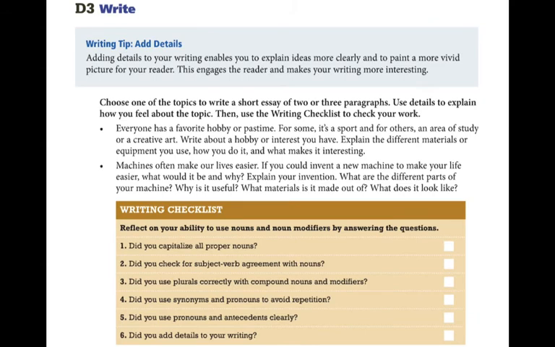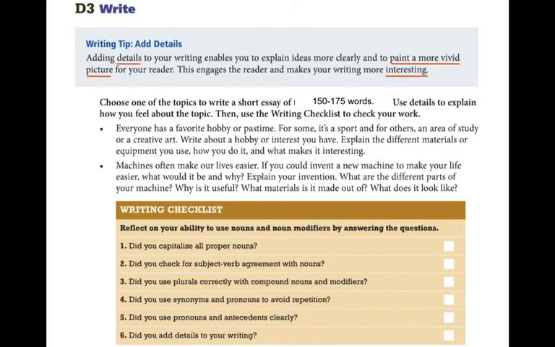Exercise D3, write. Adding details. Adding details to your writing enables you to explain ideas more clearly and to paint a more vivid picture for your reader. This engages the reader and makes your writing more interesting. Choose one of the topics to write a short essay of 150 to 175 words. Use details to explain how you feel about the topic. Then use the writing checklist to check your work.